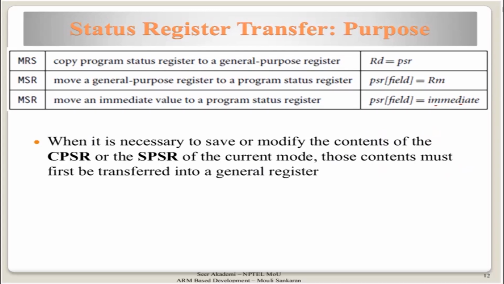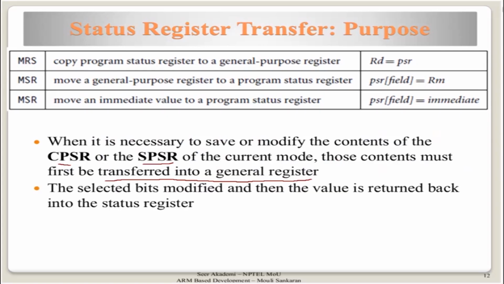Good. So let us see, when it is necessary to save or modify the contents of either the CPSR or the SPSR of the current mode, those contents need to be first transferred to a general purpose register. After that you can decide to either operate on that or save it into memory. The selected bits are modified, and then you can write back the value into the status register. Suppose you are interested in changing particular bit positions in the CPSR. You cannot do something like AND CPSR. You can't use CPSR as one of the operands in your instruction.